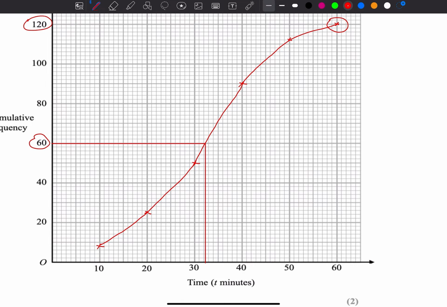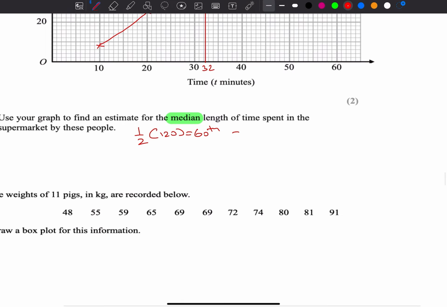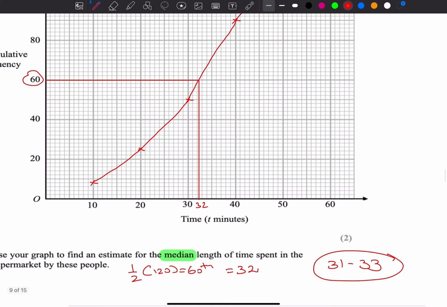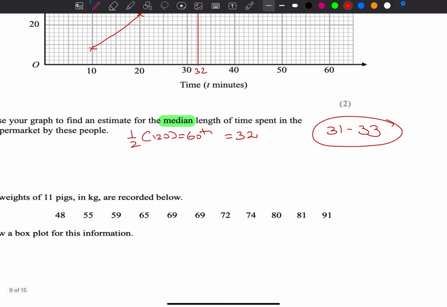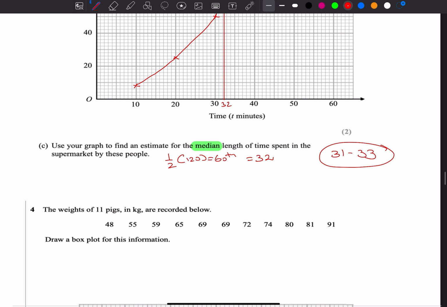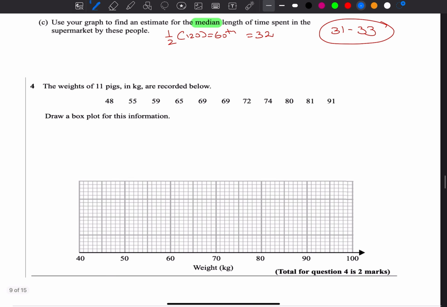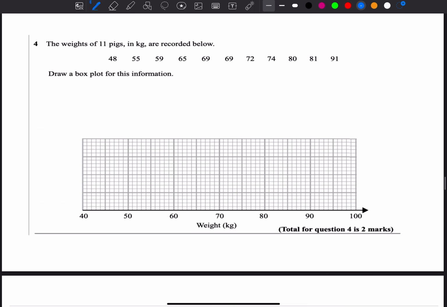My answer is about roughly 32-ish. So I said 32. Anything between 31 to 33 is good enough. Okay, 31, 32, 33 is good enough. Let's say they ask you, that's okay, 11 pigs, draw a box plot on this.